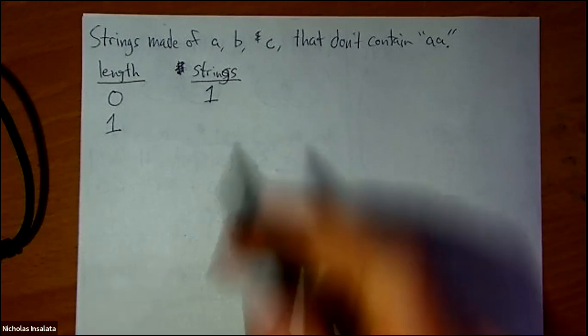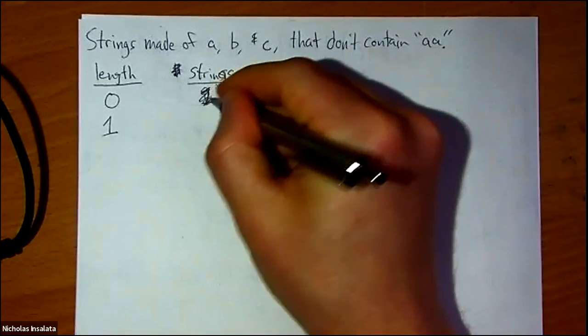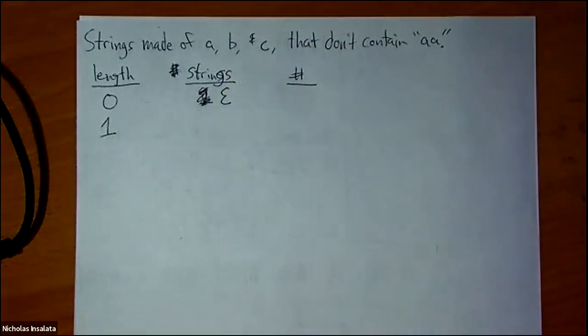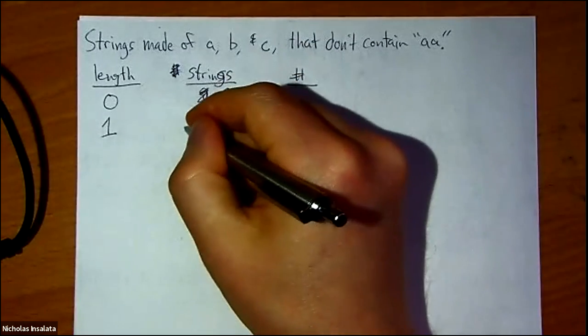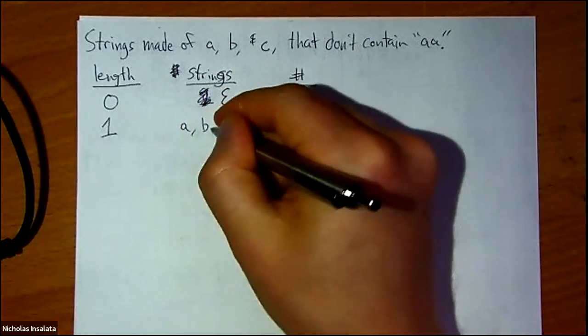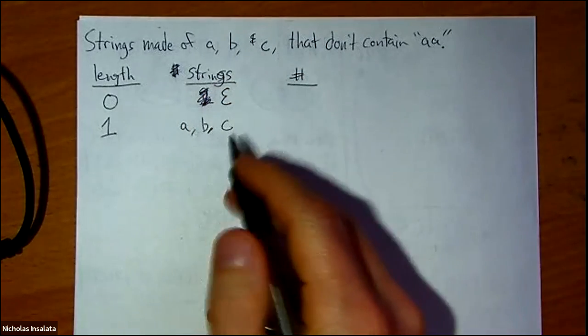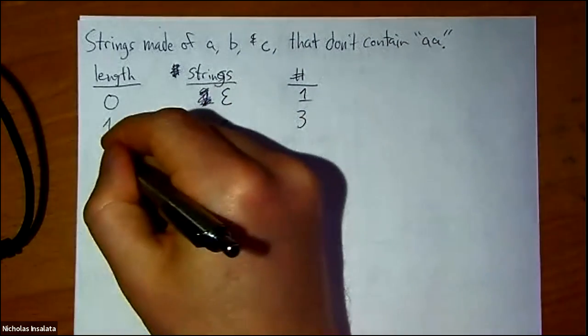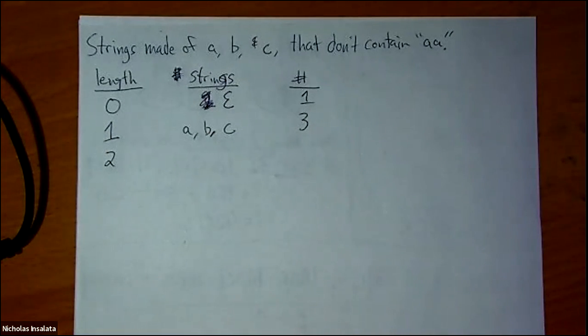Maybe I'll do strings here, and I'll do the number over here. I'll do another column. So here's the string, the empty string. Yeah, we'll have 3 of them, which are A, B, and C. I'll separate my strings with commas here. So 1 of them here, 3 of them here. Okay, how about strings of length 2 that don't contain AA? So let's list them out. In fact, we could list out all of them and then just cross out AA, I guess.